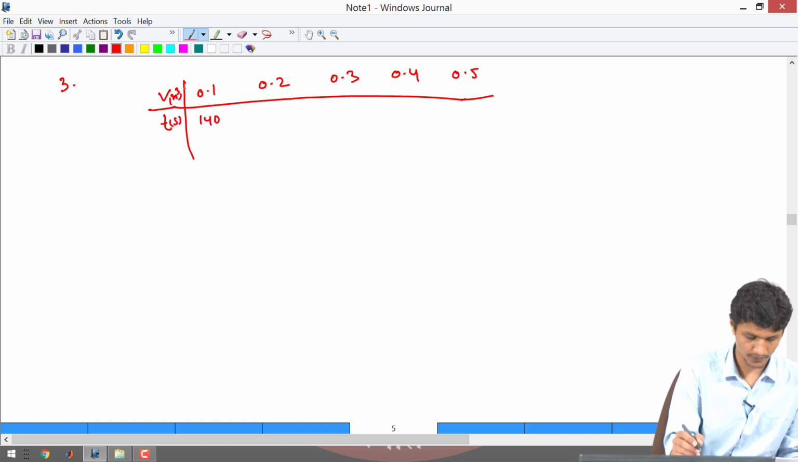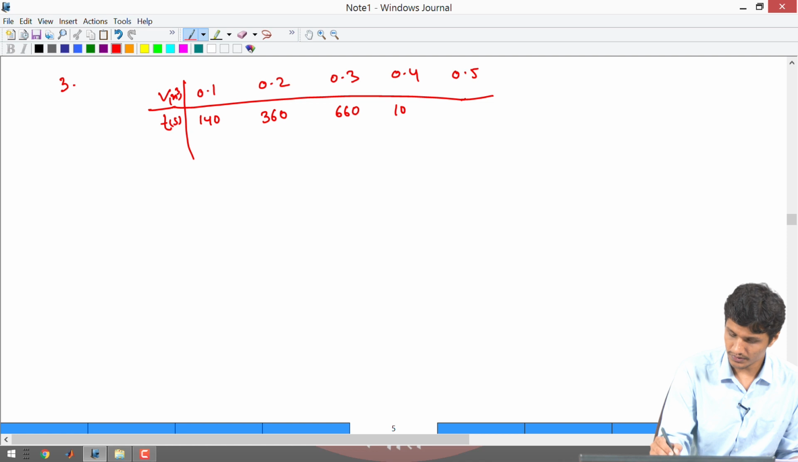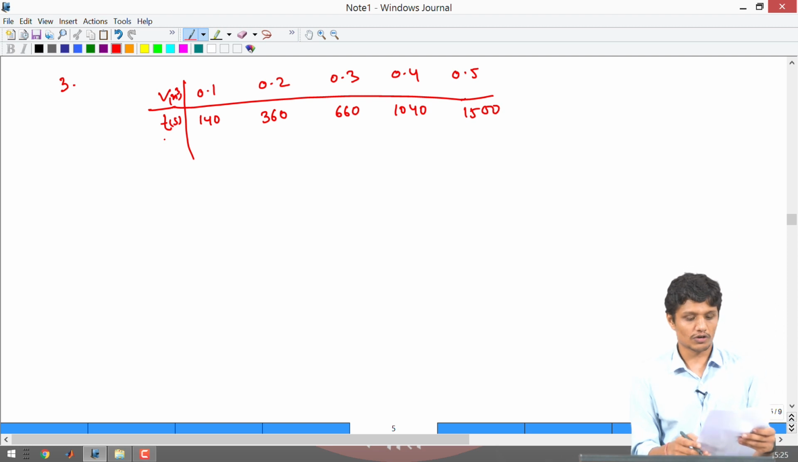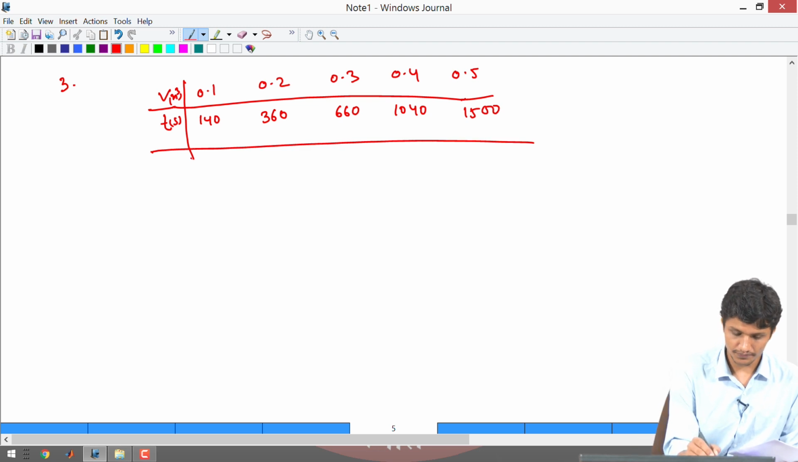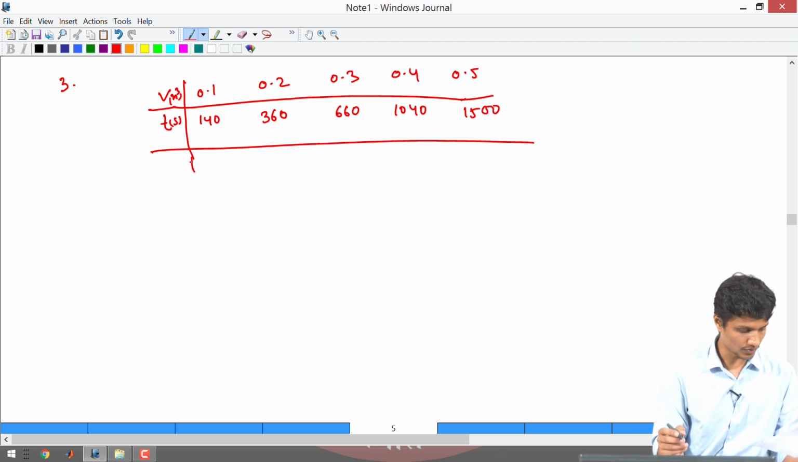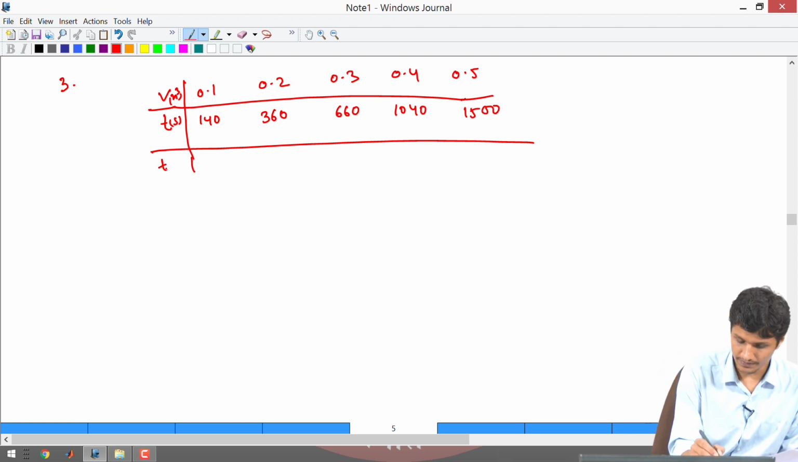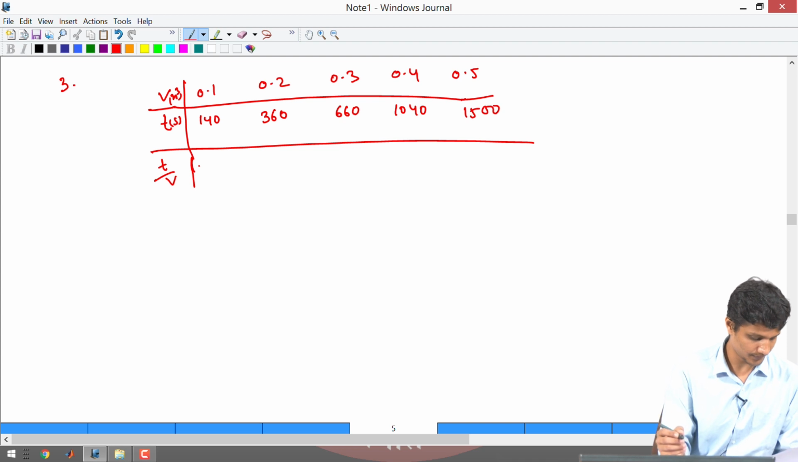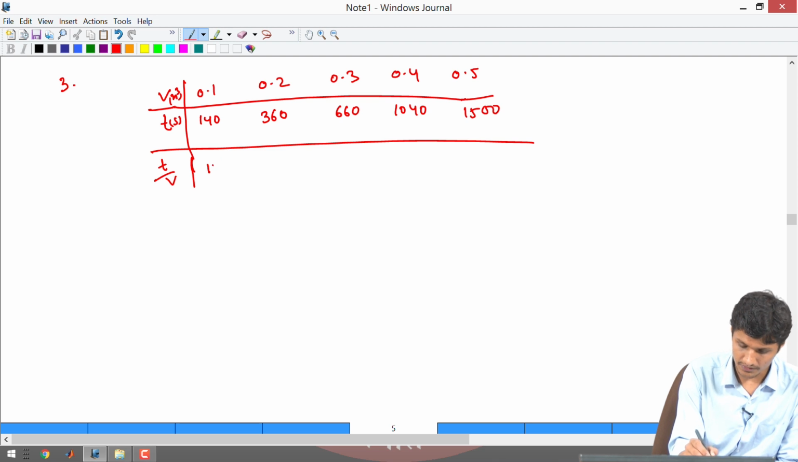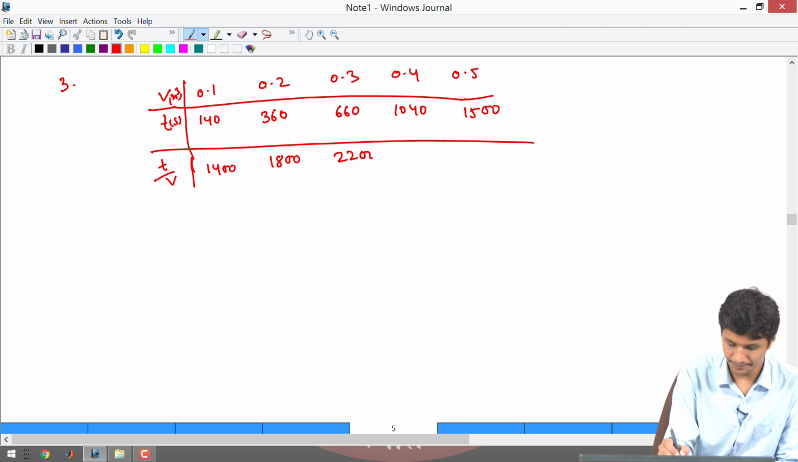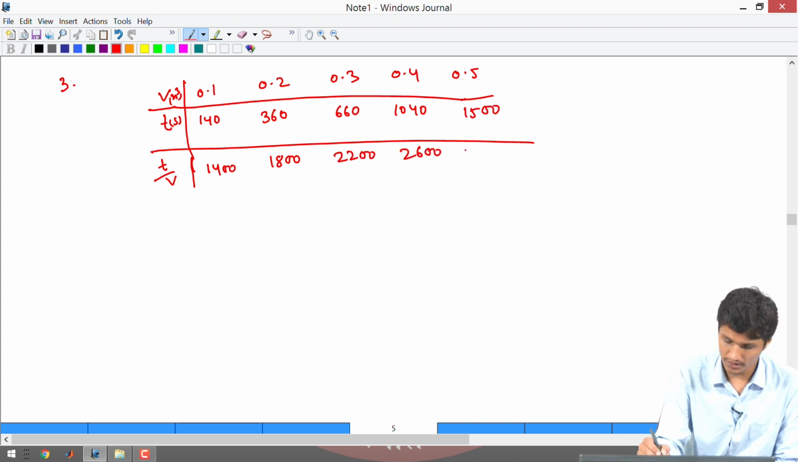Meter cube, time 360, 660, 1040, 1500. This is also a constant pressure drop problem. So, we are going to apply the same equation as in the first one. For that we need the value of T versus V for plotting the graph. If you just calculate the T versus V, you will get 1400, 1800, 2200, 2600, 3000.